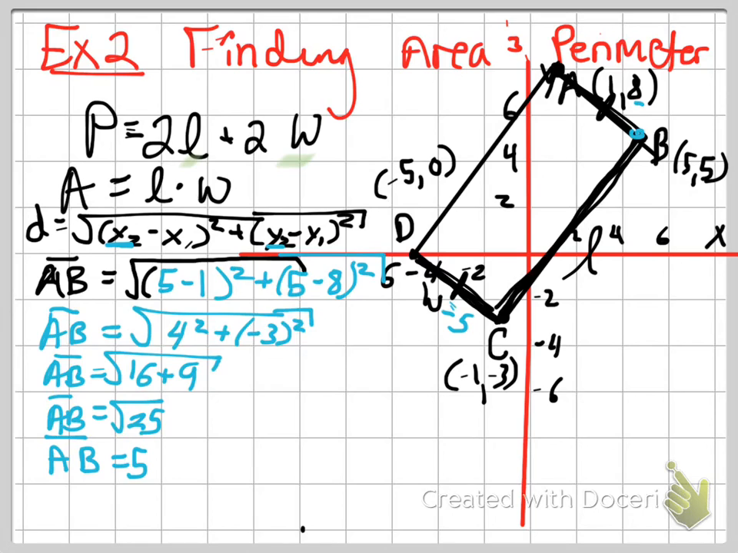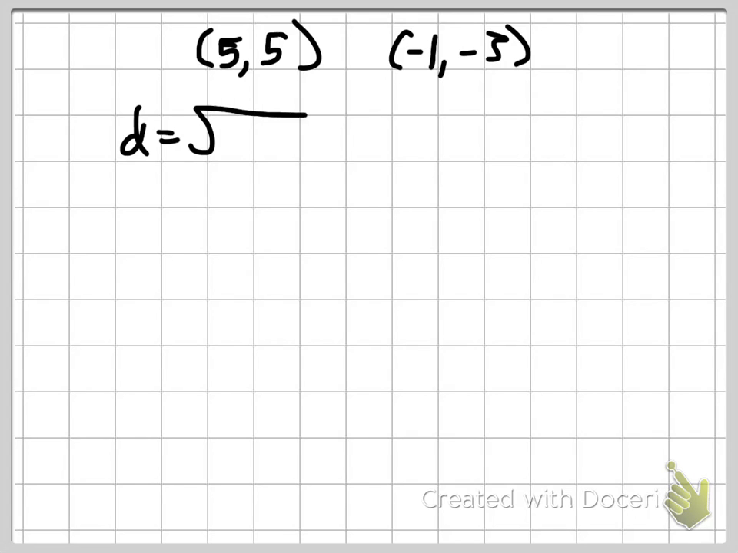Width equals 5. I'm going to go ahead and flip to the next page. We're going to solve for, let's look at BC. We'll use the points from B and C: 5, 5, and negative 1, negative 3. So 5, 5, negative 1, negative 3 are going to be my two sets of points.